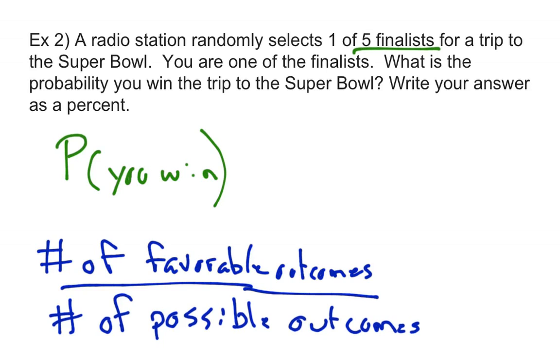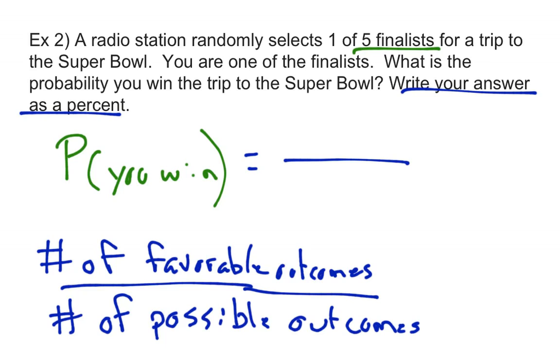So what we're going to try to find here is the probability that you win. We're going to write a fraction. I'm going to go ahead and let you do that. Try to write a fraction. What's the probability that you win the trip to the Super Bowl? And then the last part says write your answer as a percent. So once you get that fraction, change it to a percent. I'll let you guys finish from here.